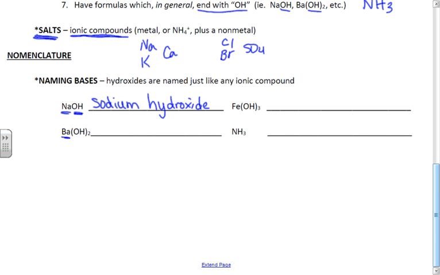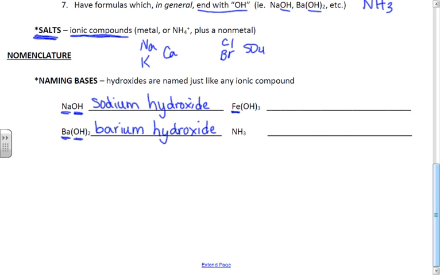For the next one, we start with our metal, barium. It's in group 2. It always has a +2 charge because of that, so we don't have to use a Roman numeral. And then we've got OH. It does not matter that there's 2 of them. We still just write hydroxide.